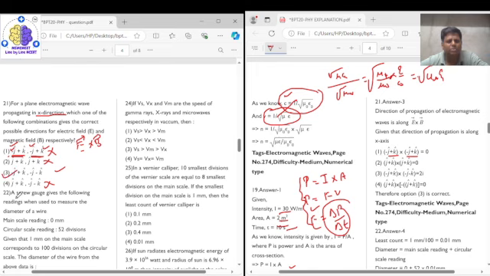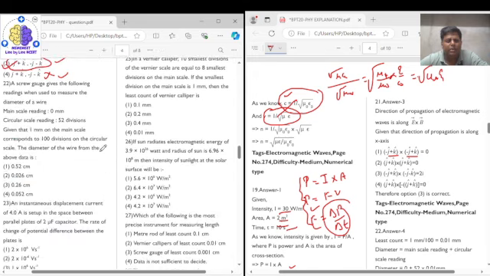So the correct answer is option 3. It's okay, so these are parallel, this is parallel, this is parallel, this is anti-parallel, but this is perpendicular to each other. So this is the case for the electric field and the magnetic field. So the correct answer for question number 21 is option 3.